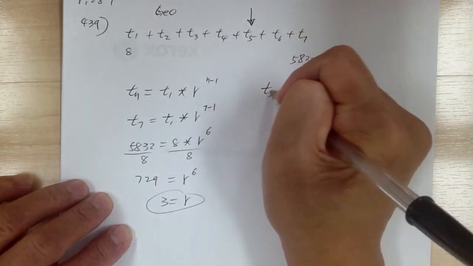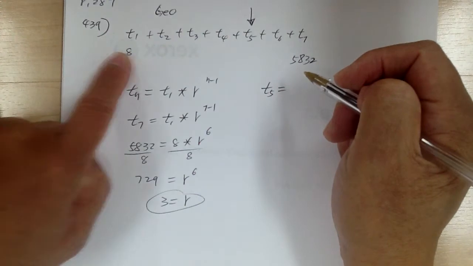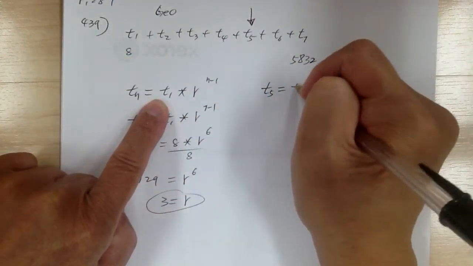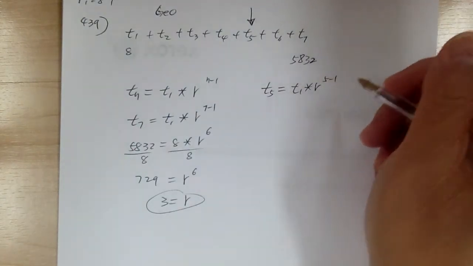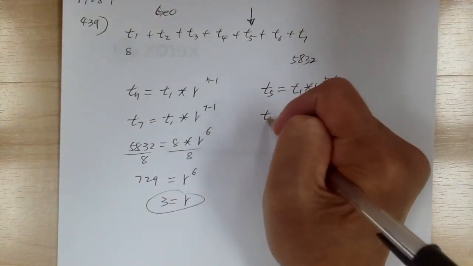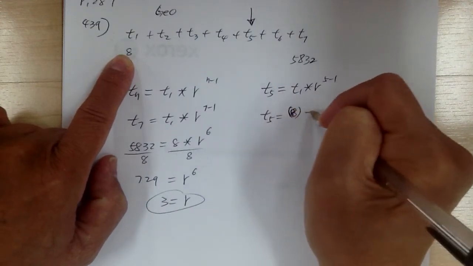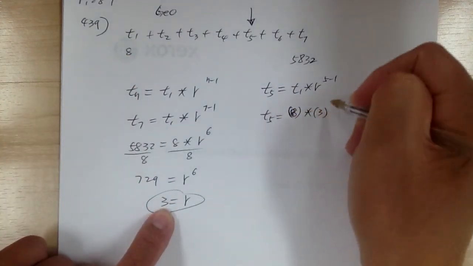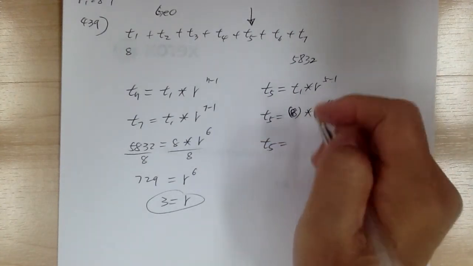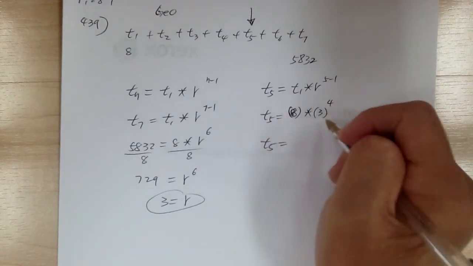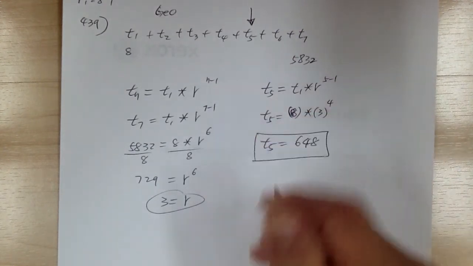So T5 will equal, and again, you can use any of the terms that you know. You can use T1 or T7. I'm going to use T1. In this case, it would be 5 minus 1. Substitute in here. T5 equals T1, which is 8, times R, which is 3, to the 4th power. Again, you work it out, you're going to get 648. And that's it.